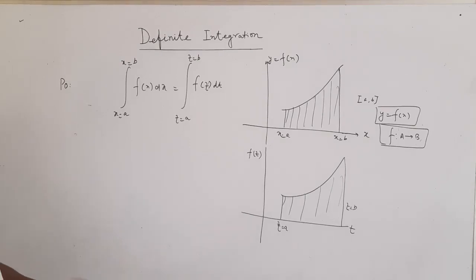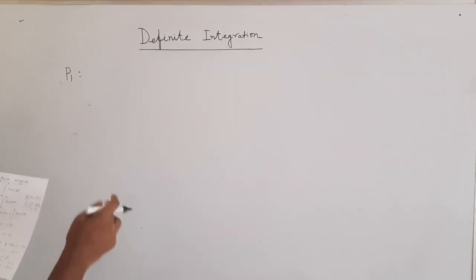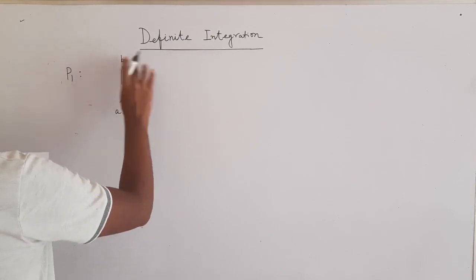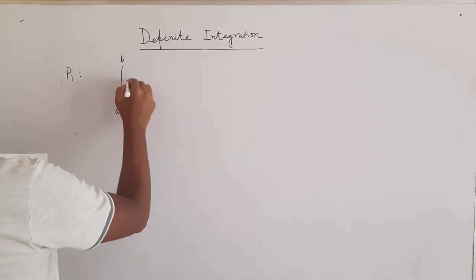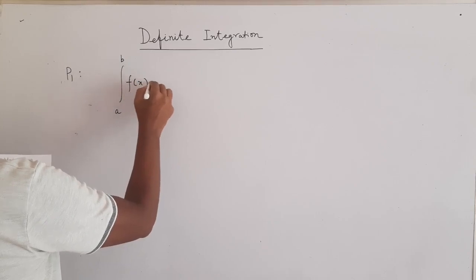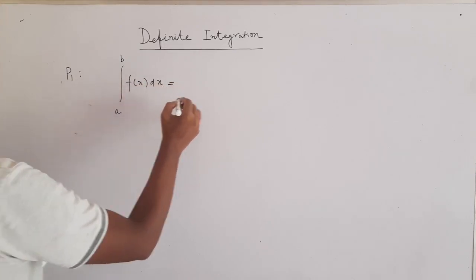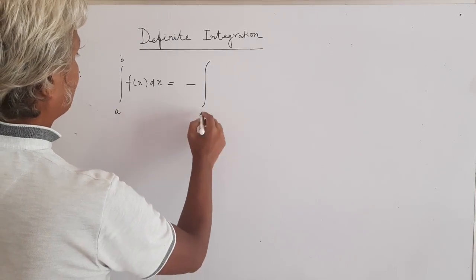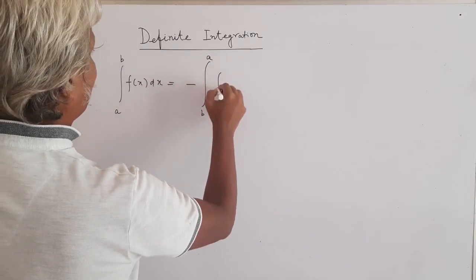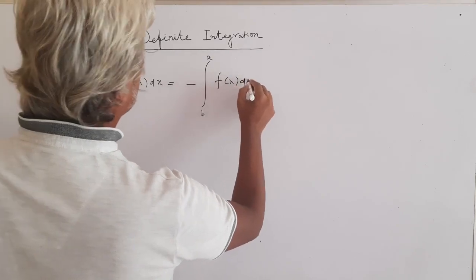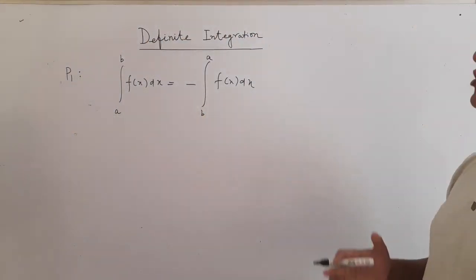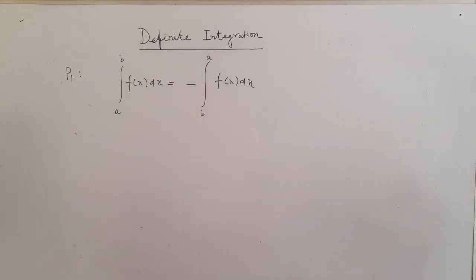Now I go for another property. The second property says that the integration from limit a to b of f(x) dx is minus the integration from b to a of f(x) dx. It means if you interchange the values of the limits, then the value of the integral is also just negated.